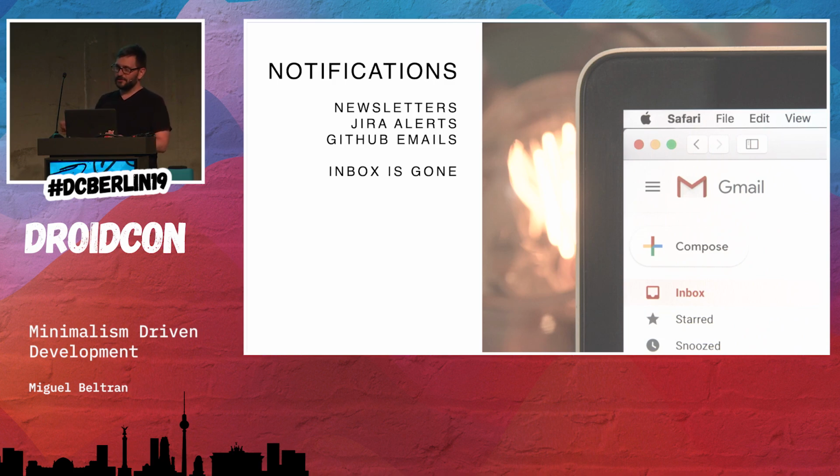Now what happens with all those Jira notifications, the GitHub emails, and also the Android Weekly and the Kotlin Weekly, all these emails that we accumulate in our inboxes? Because we lost Inbox by Gmail, right? That was taking care of that for us. And our email is full of those.